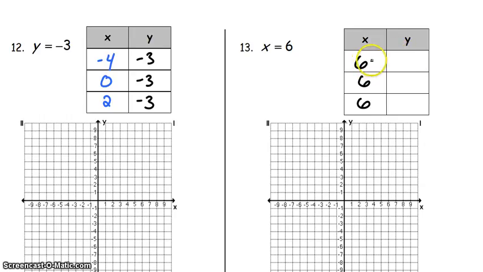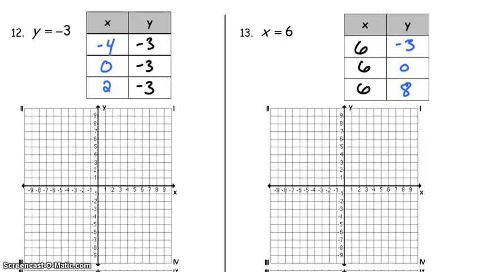If you have x is 6, y could be negative 3. Y could be 0. Y could be positive 8. It doesn't matter. X is 6. That's all that matters. It doesn't matter what y is. Here, y is negative 3. That's all that matters. It doesn't matter what x is.